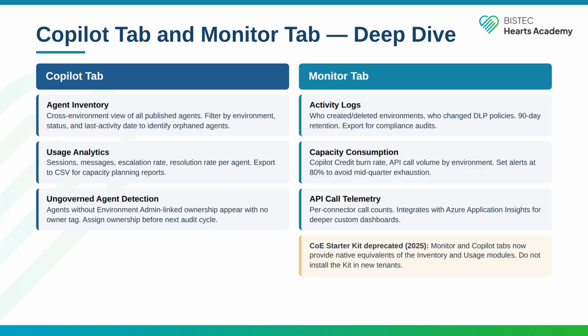Usage analytics in the Copilot tab show sessions, messages, escalation rate, and resolution rate per agent. Export to CSV, and you have the raw data for a capacity planning report. Ungoverned agent detection identifies any agent without an environment admin-linked owner. These agents appear with no owner tag and need assignment before your next audit cycle.